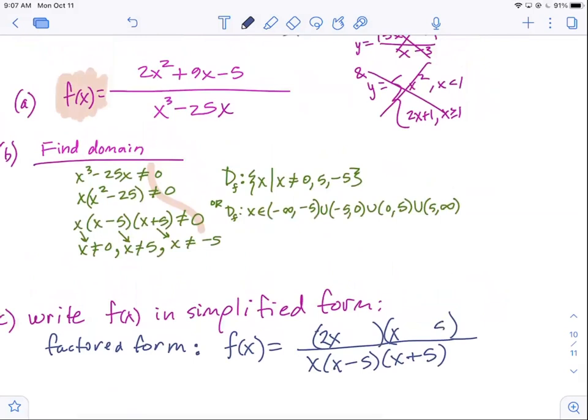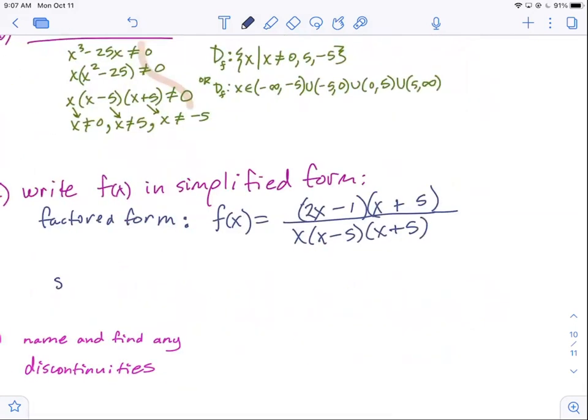So let's try this as a 5. Let's try this as a 1. And now we just need to make sure we get a positive 9 in the middle. So it's got to be a plus 5 and a minus 1. You can go off to your side on your workbench, FOIL it out, and see that it works. Hey, so that's factored form.